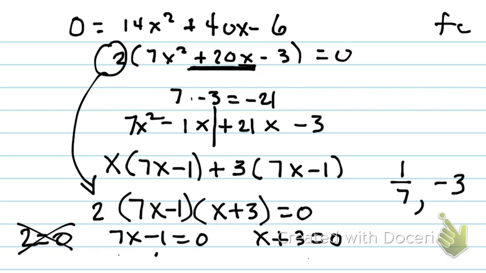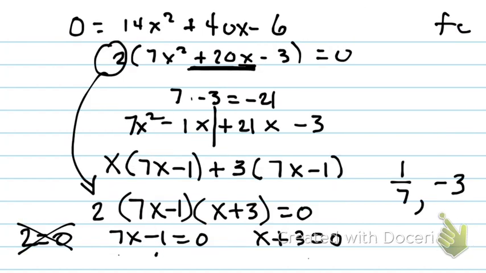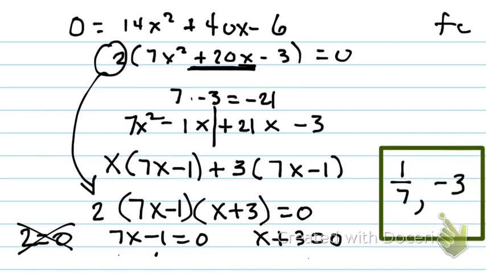And are those my answers? I don't know yet. I've got to check it against what I can't be. What was it that x couldn't be? 0. But is 0 one of the numbers I had? No. So what does that tell me? They both work. I get to keep them both.